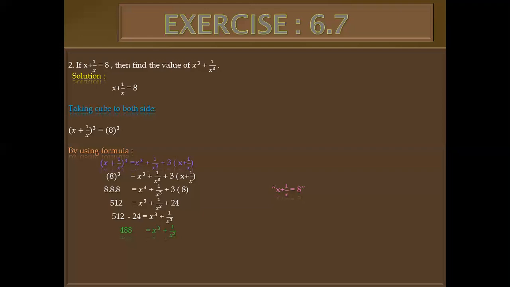Students, you must learn how to put the values in the formula. If you know this technique, then these exercises will be easy for you. The previous one, this one, and the next, all the exercises. But you must know what is the value of x plus 1 over x, and where we put these values, what will be the cube, how we can take the cube or the square of the numbers. Otherwise, if you only see the screen and say that you understand, it will be difficult for you when you are doing the question by yourself.